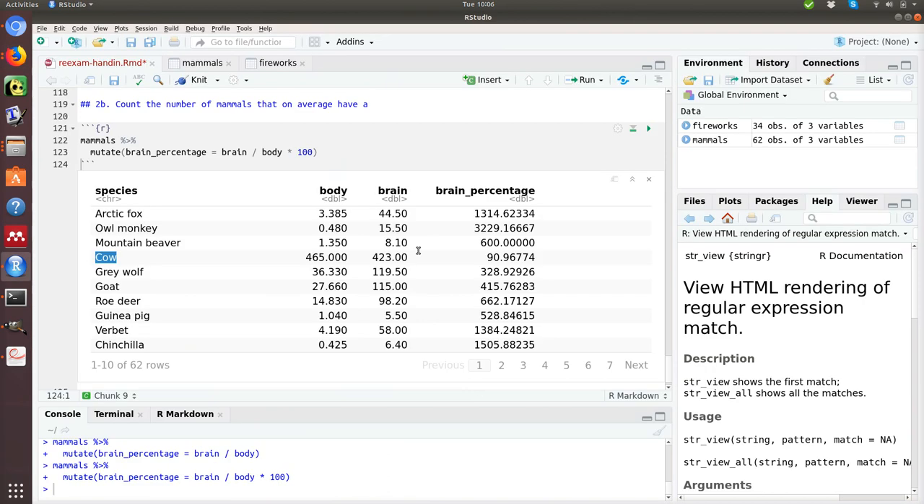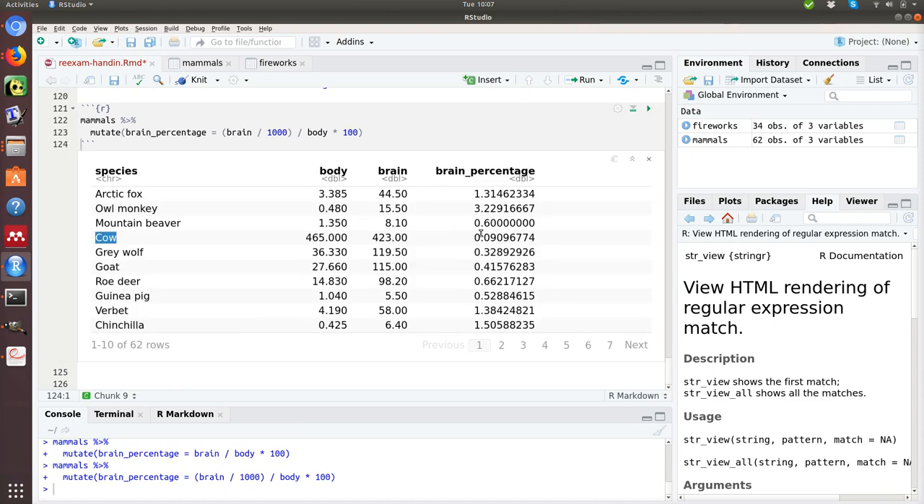So we need to adjust this number by something, maybe a factor of 1,000, which makes sense if the body weight is in kilos and the brain weight is in gram. So before we compare these numbers, we need to convert them to the same units. So the brain weight will be divided by 1,000 to convert it to kilos, and then divided by the body weight and multiplied by 100. So we can see here now the cow has a value of close to 0.1%.